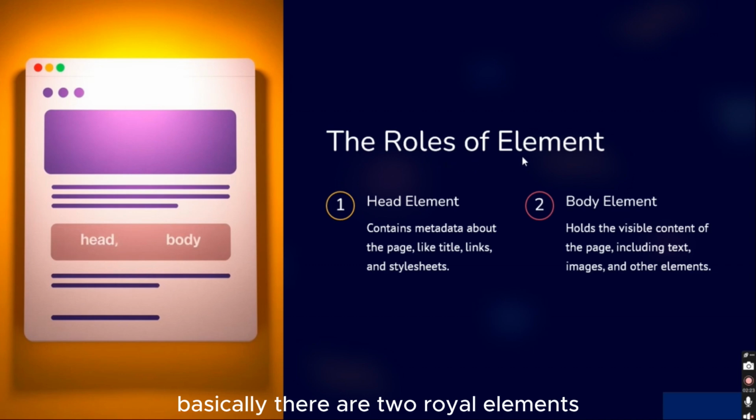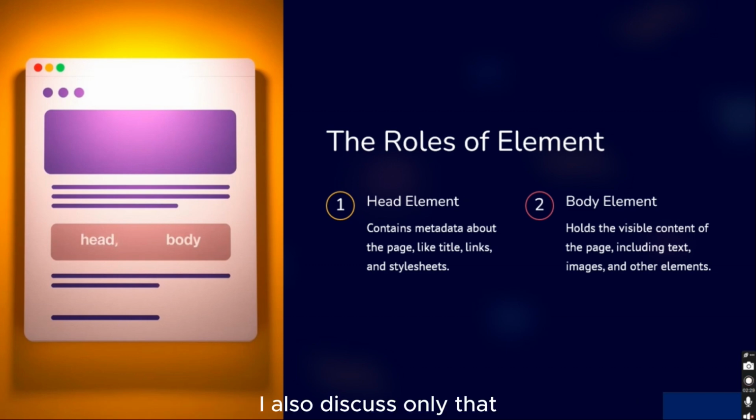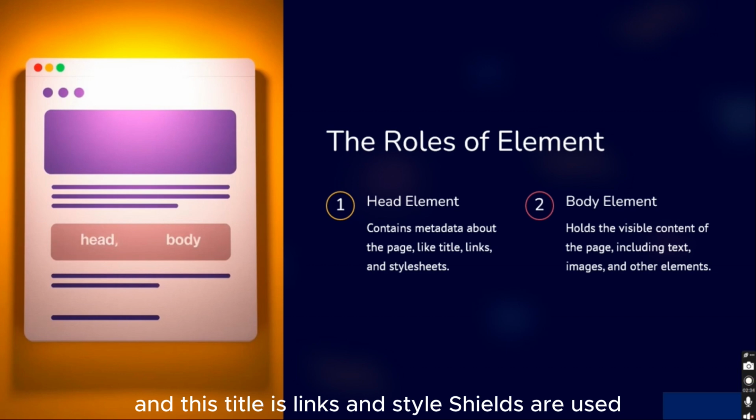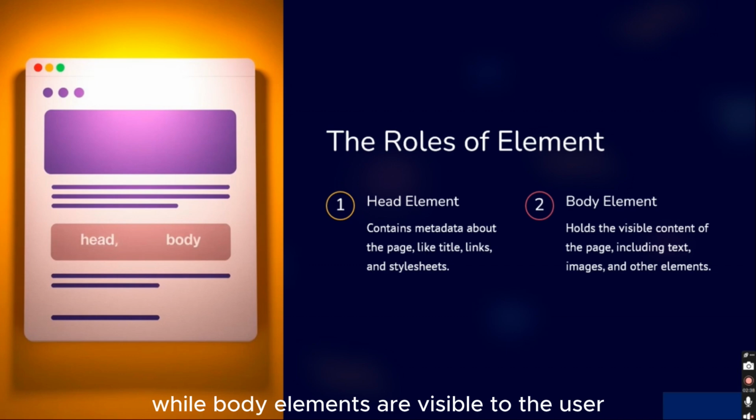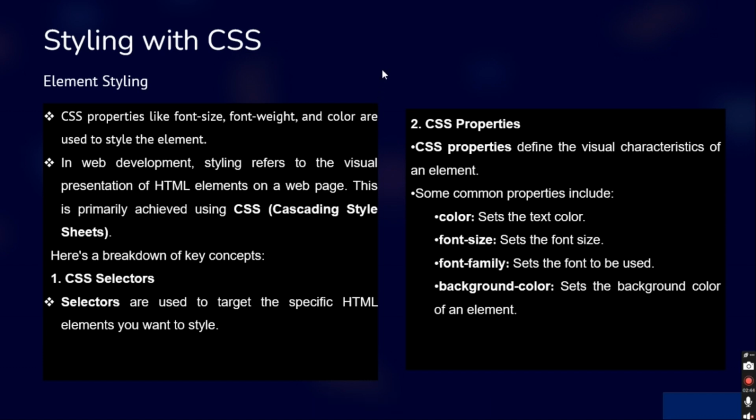Basically there are two elements, one is the head element, another is the body element. I also discussed earlier that the head element is not visible to the user, and titles, links and style sheets are used in it, while body elements are visible to the user. In this, different text, images and other elements are used.